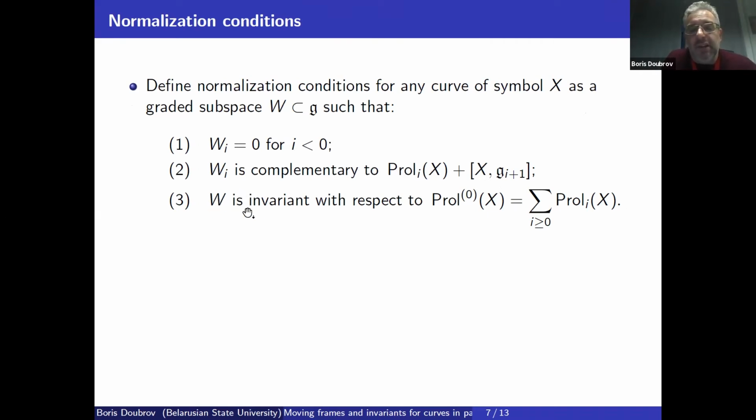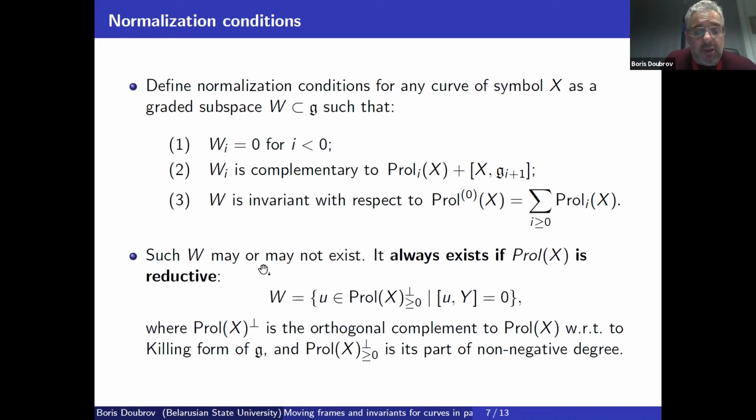And I want this normalization choice to be invariant with respect to the non-negative part of my prolongation. Again, the first two conditions, of course, are just open conditions. You can always select such a graded subspace W. The third one is an invariance condition, and as I'll show later, it does not always exist. But let's suppose for now that it exists.